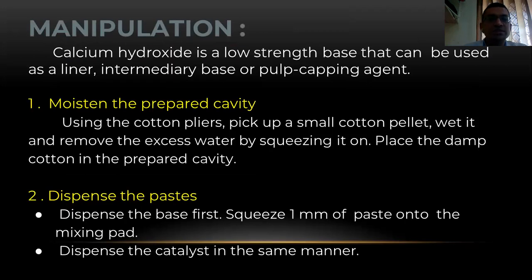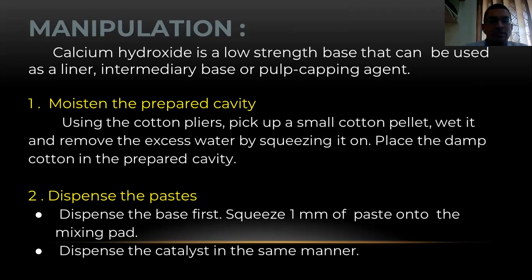Now we'll see the manipulation. Calcium hydroxide is a low-strength base that can be used as a liner, intermediary base, or pulp capping agent. First, we have to moisten the prepared cavity. Using the cotton pliers, pick up a small cotton pellet, wet it, and remove the excess water. It should be damp, by squeezing it. Place the damp cotton in the prepared cavity.